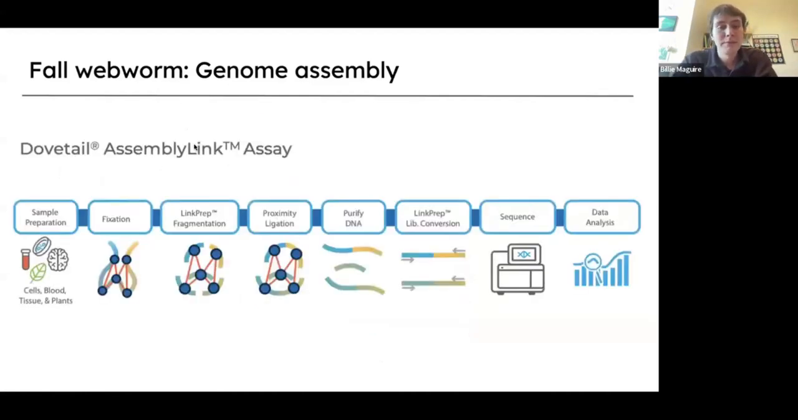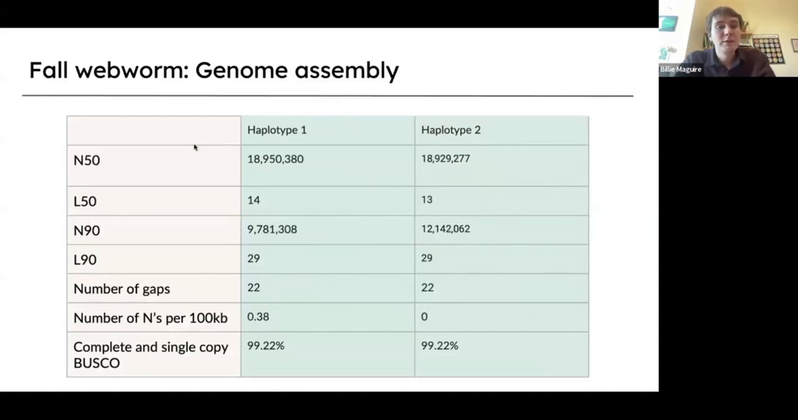Miriam talked much more about this, but just briefly, we fully phased PacBio Hi-Fi reads using Hi-C integrated Hifiasm and AssemblyLink data. We then scaffolded the two draft haplotype assemblies using the Dovetail HiRise scaffolding pipeline, guided by the long-range information captured by AssemblyLink read pairs. And it generated this genome. I've included some statistics for each of the two haplotype genomes that were generated.